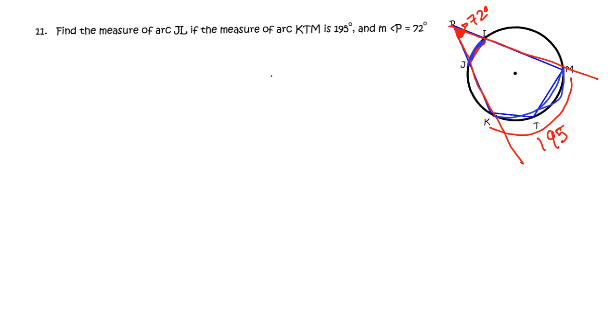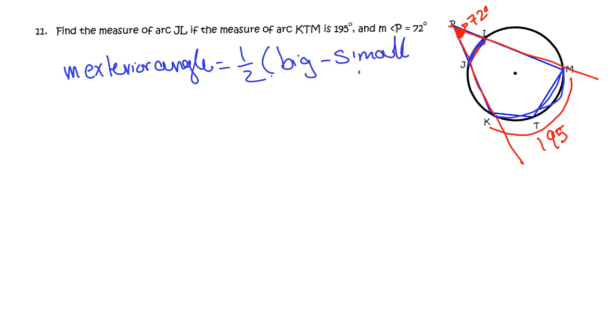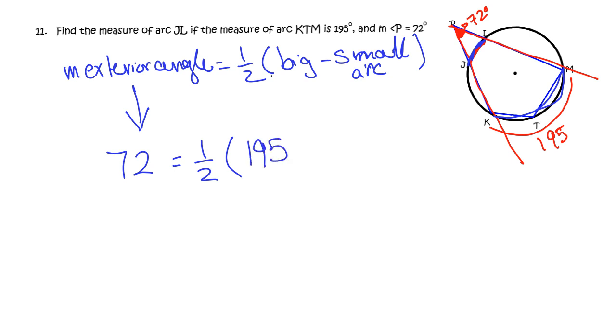So if I want to write an equation for that, I will say that the measure of an exterior angle is equal to half of the big minus the small, which is the big arc minus the small arc. Let's replace this. The exterior angle would be replaced by 72. The big arc would be replaced by 195. And the small arc is not given to us, so this is the arc that we want to find, so I'll replace it by an X. So now I'll work backwards to find the measure of arc IJ, or X. We named it X to make it simpler.